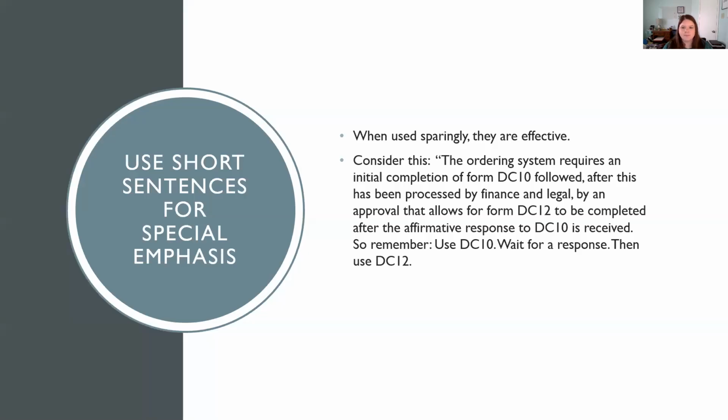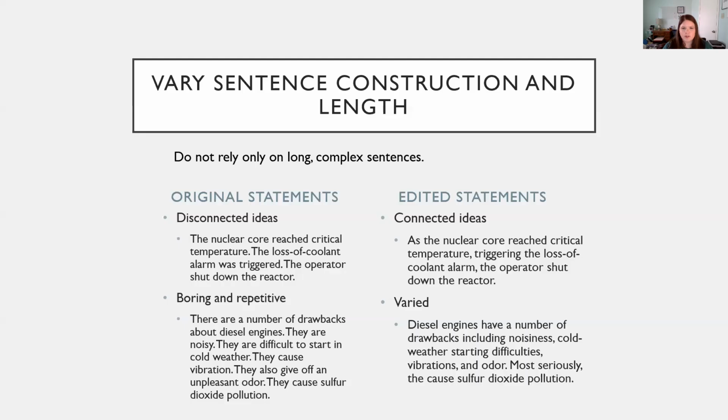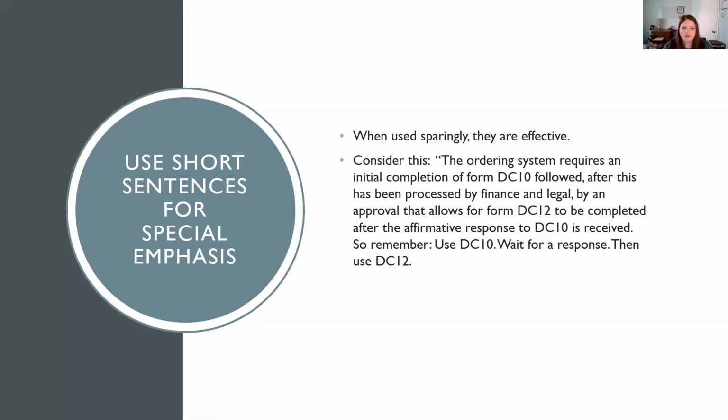So short sentences can be used for special emphasis. And as I mentioned, you should use them sparingly. So we go back to the previous slide where you say things like, there are a number of drawbacks about diesel engines. They are noisy. They are difficult to start in cold weather. They cause vibration. Whenever you start to pile on all of those statements and they're all very short, it loses its emphasis.